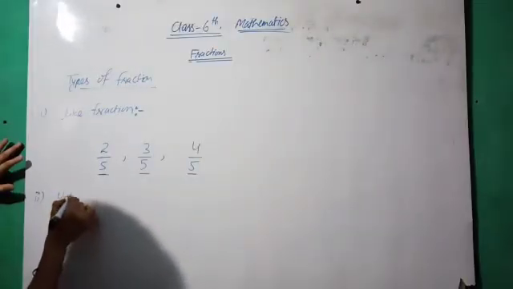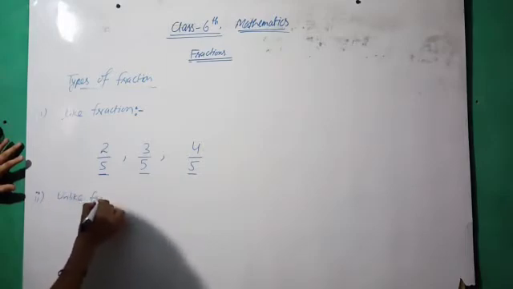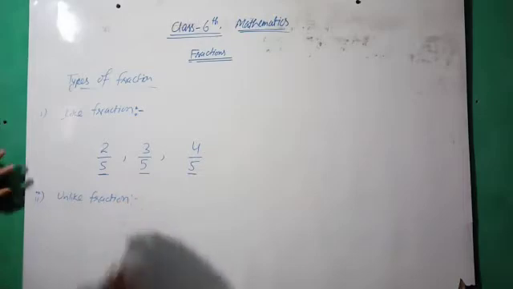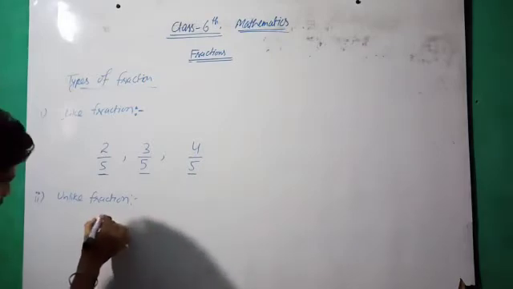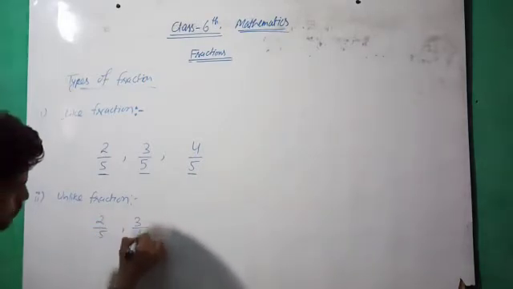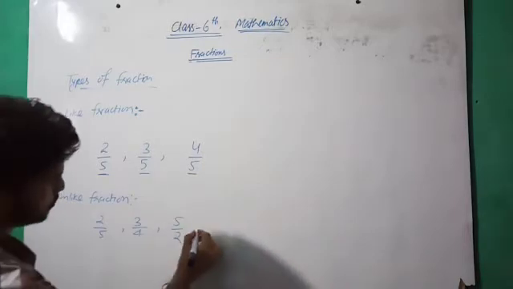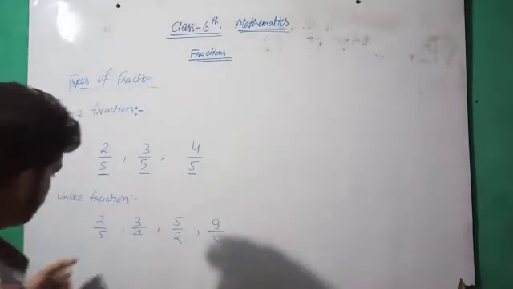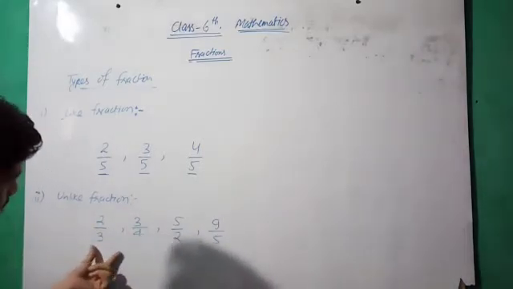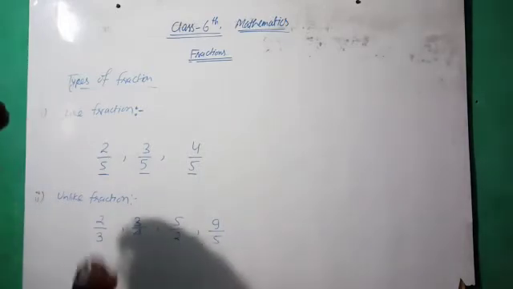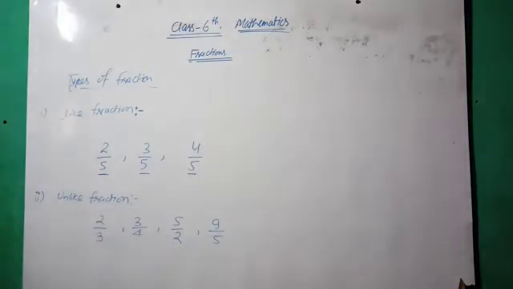Then the second one is unlike fraction. For unlike fractions, if the denominators of the fractions are different, for example if you have 3 to 4 fractions like 2 by 5, 3 by 4, 5 by 2, 9 by 5, having different denominators, then these are known as unlike fractions. Then the third one is proper fraction.